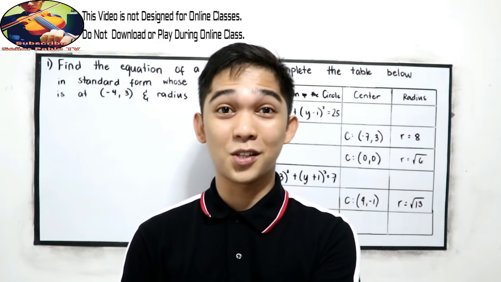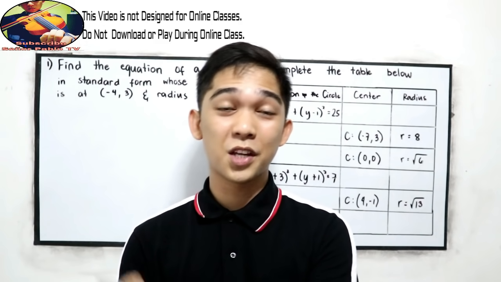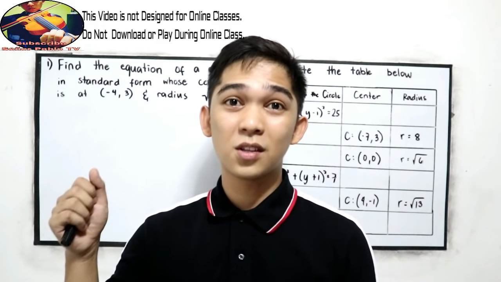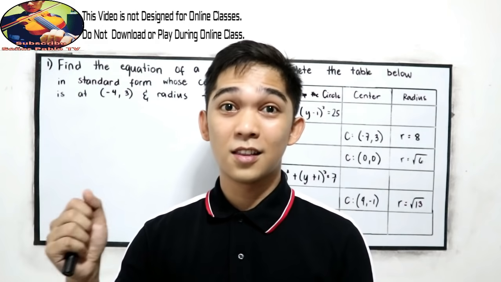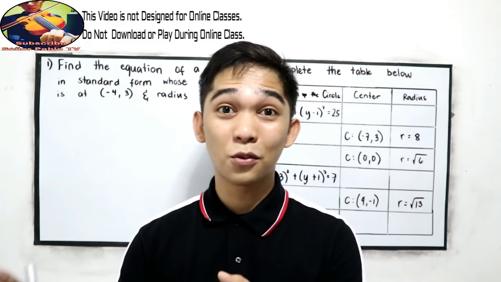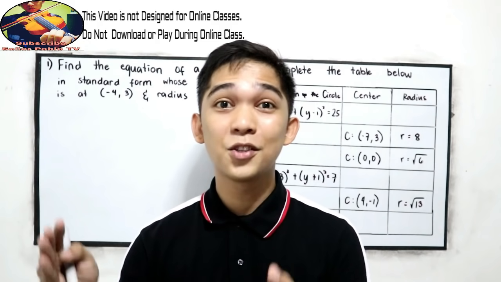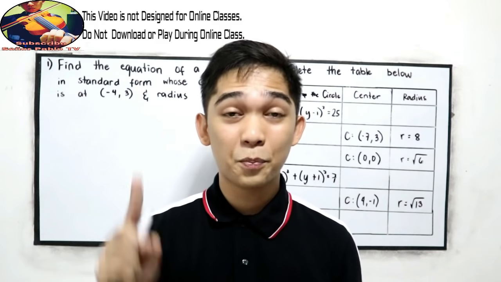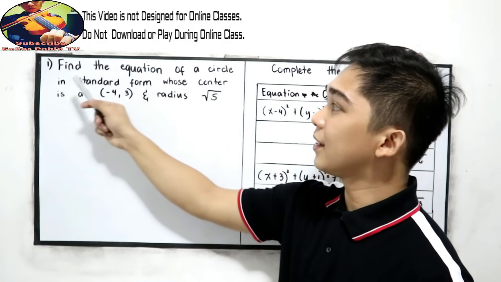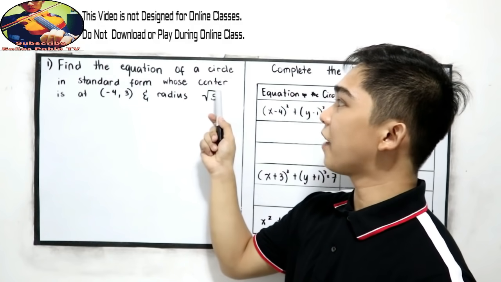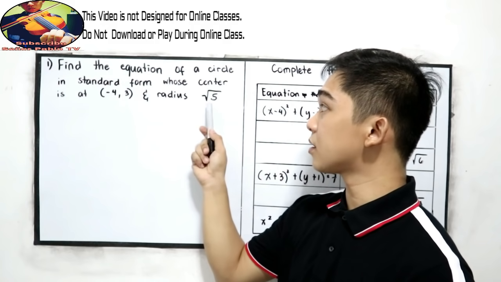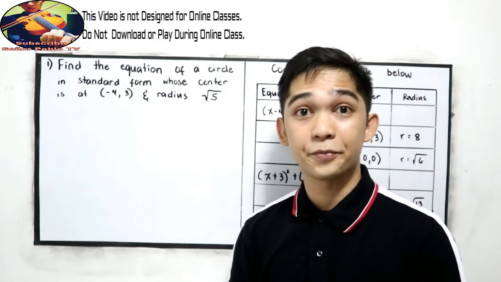So after discussing transforming standard form to general form and vice versa, now let's discuss what if the given are the center and the radius. We're going to find the standard form or the general form. Let's have our problem number 1. Find the equation of a circle in standard form whose center is at negative 4, 3 and radius is square root of 5.